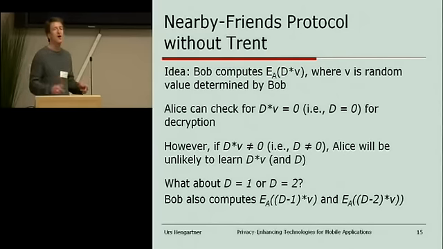So Bob has to compute 3 ciphertexts, one for D, another one for D minus 1, and another one for D minus 2, and sends all 3 ciphertexts to Alice, and Alice tries to decrypt the 3 of them. If she manages to decrypt one of them, she knows whether Bob is nearby. On the other hand, if she fails all the time, she won't learn any information. Any questions?